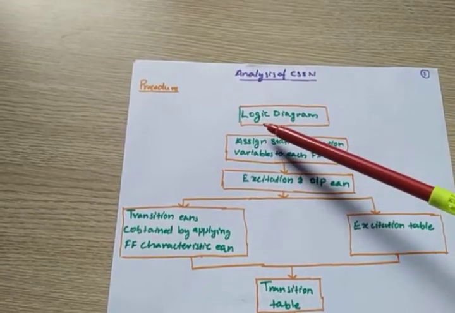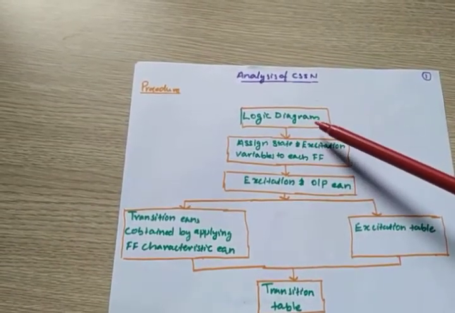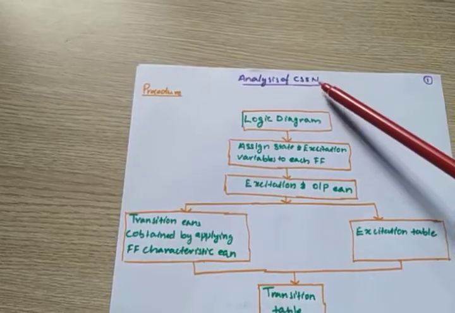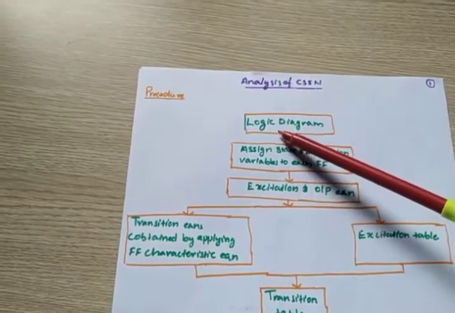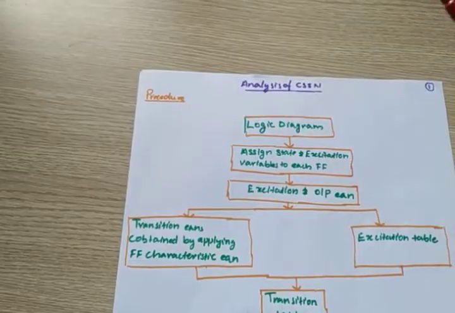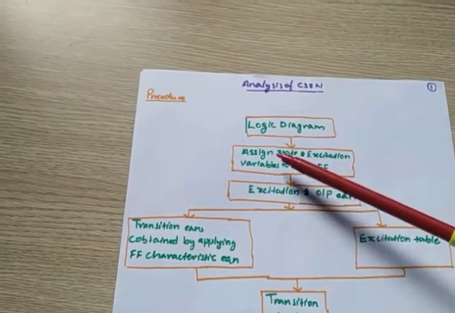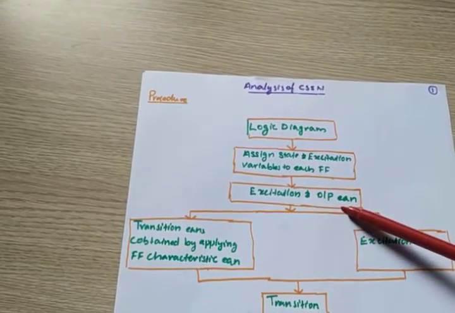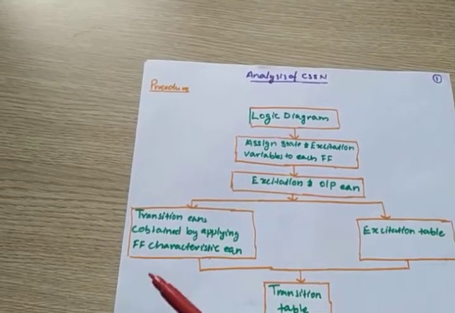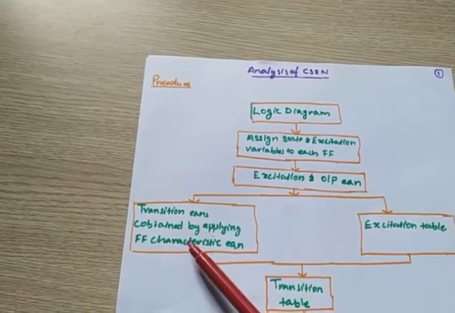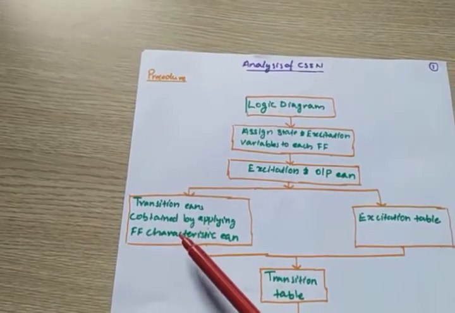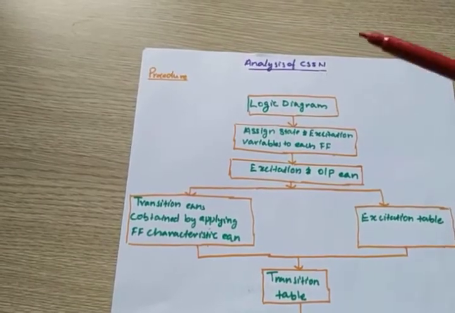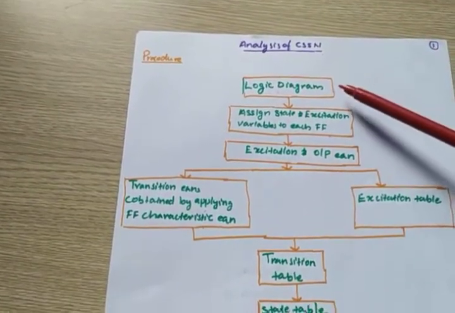First stage is the logical diagram. This analysis of clocked synchronous sequential network is actually a university question, so you have to study this. First stage is logical diagram. Next is assign state and excitation variables to each flip-flop. Third is excitation and output equation. Next is the transition equation obtained by applying the flip-flop characteristic equation, then excitation table, transition table, state diagram, like that it is going.